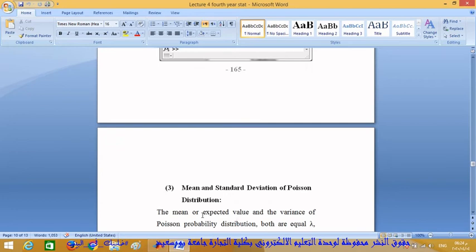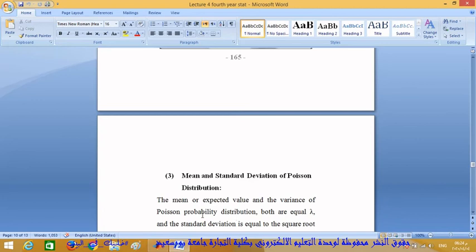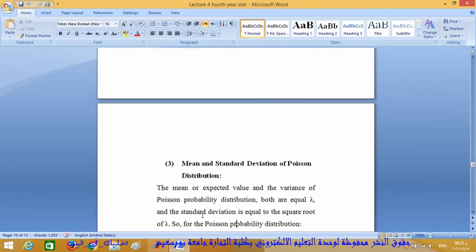The mean or expected value and the variance of the Poisson probability distribution are both equal to lambda. So here lambda is a parameter of this distribution, and it also equals the mean and the variance. Don't forget that. And the standard deviation is equal to the square root of lambda.